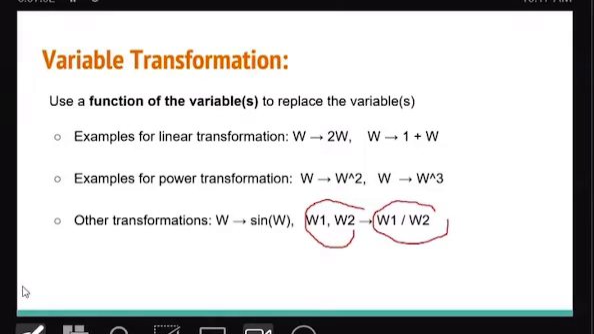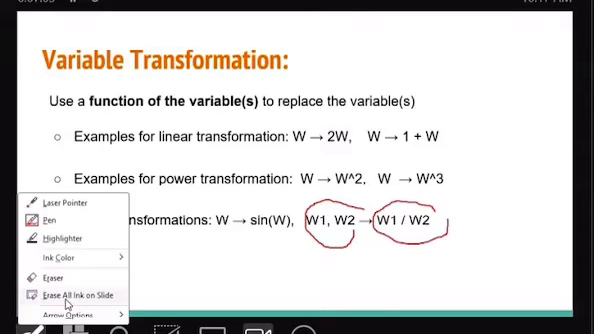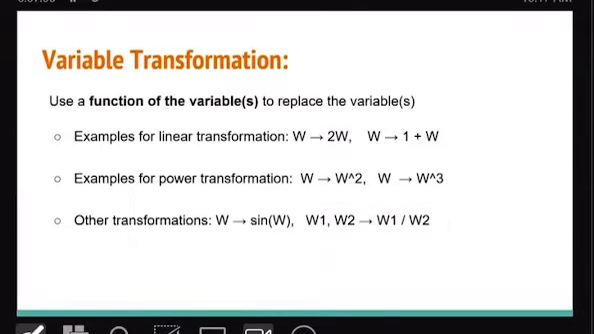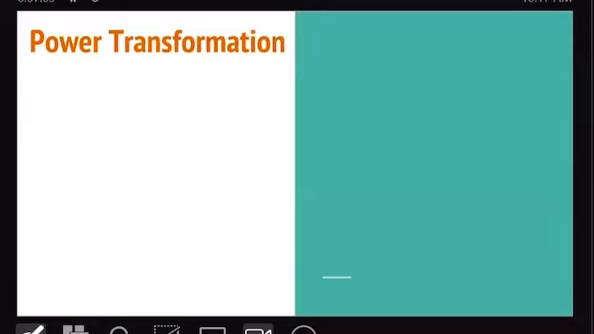Okay, so these are, like I said, the kinds of transformations that we have. But we don't know the one that is going to work unless we try. That's why I'm going to walk you through some. Now, please pay attention right now.